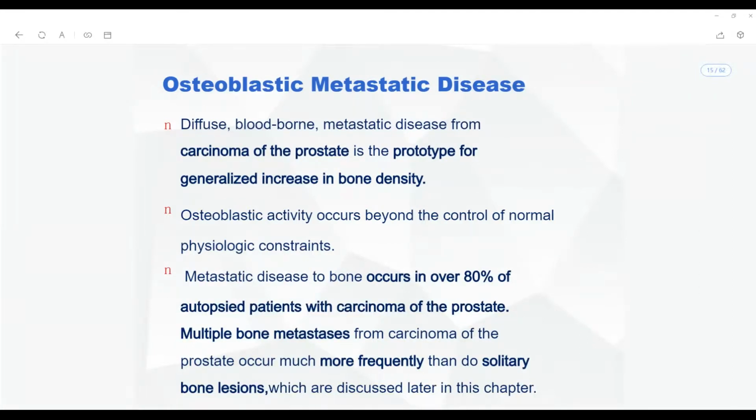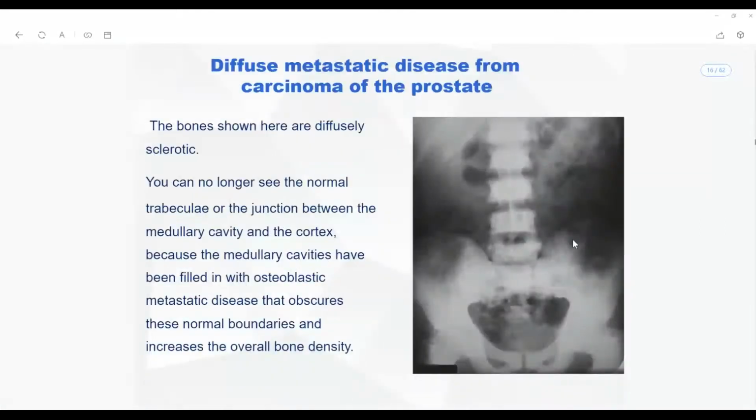Yes? Right. Okay. So you can see that there is a diffuse increase in the bone density here. And we can no longer see the normal trabeculae, because they are completely faded away by the increased deposition here.